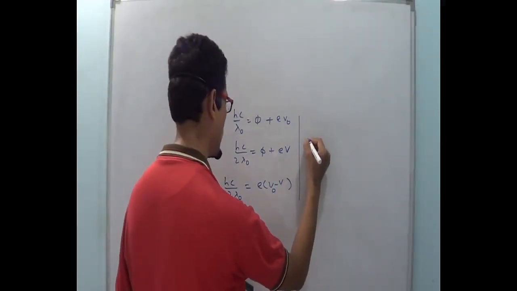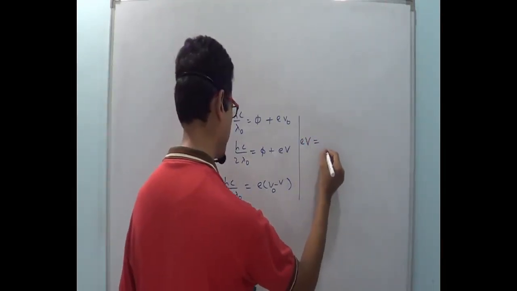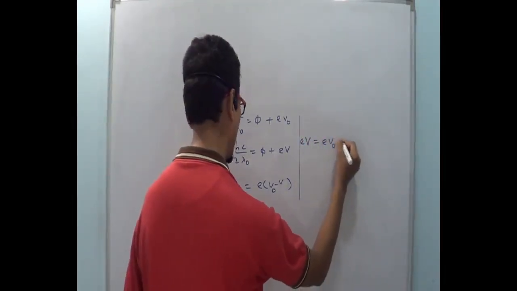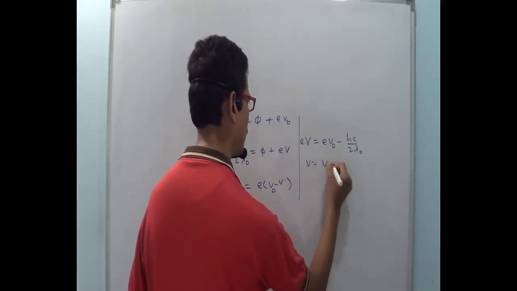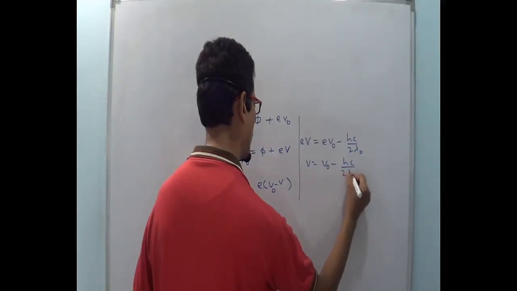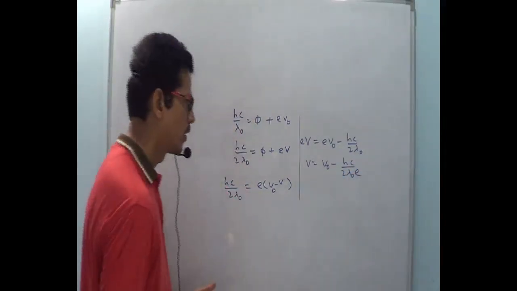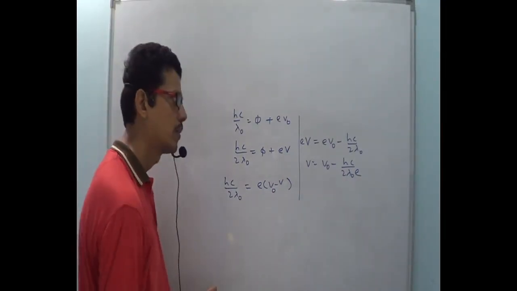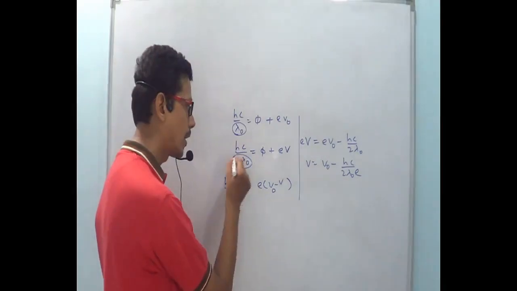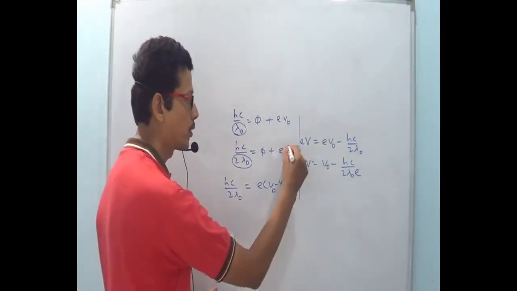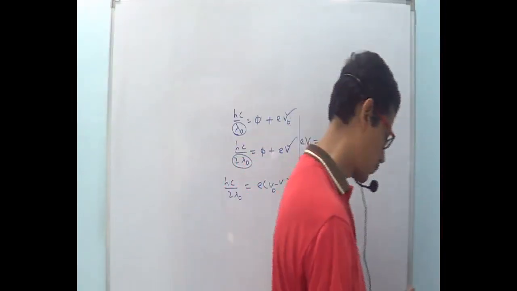So EV is equal to कितना आता है? EV naught minus hc by 2 lambda naught. V is nothing but V naught minus hc by 2 lambda naught into E. That is the answer. Okay. So अभी पहले कितना है? वेवलेंथ लैम्डा नॉट. अभी 2 लैम्डा नॉट है. अभी स्टॉपिंग पोटेंशियल पूछ रहे. प्रीवियसली स्टॉपिंग पोटेंशियल इज V नॉट. Okay. Fourth option.